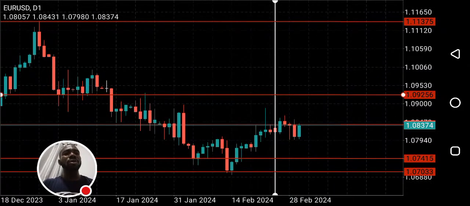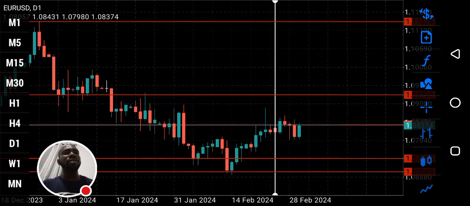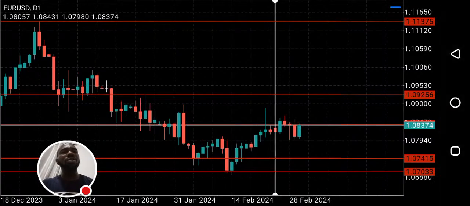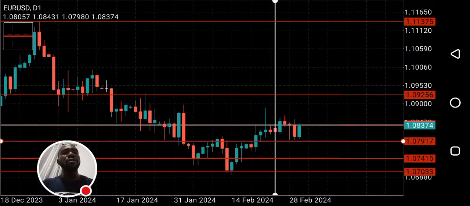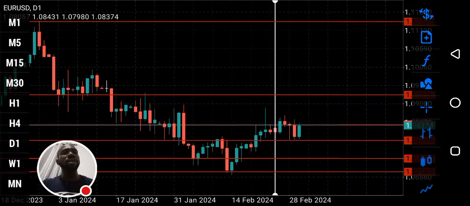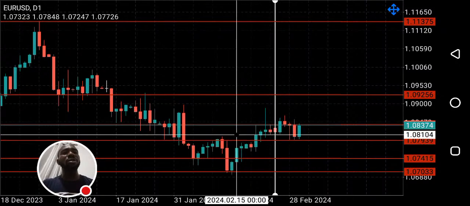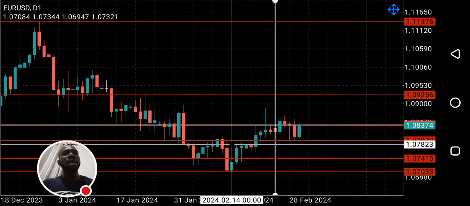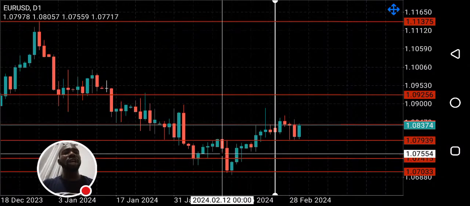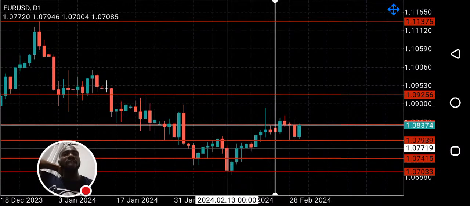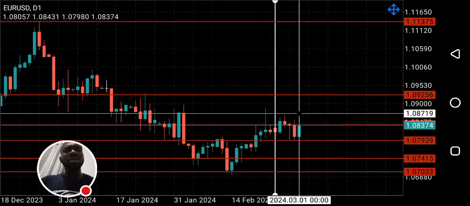Okay, so on daily, I want to identify the high of this previous bearish candle that formed before price turned bullish. This was the last candle that formed. Can you see that? And this candlestick closed above the high of this bearish candle. That confirms that we have more buyers than sellers. That tells me there's more demand than supply.